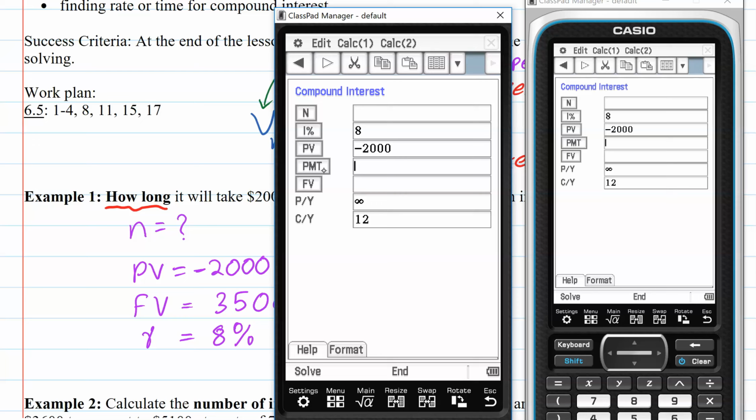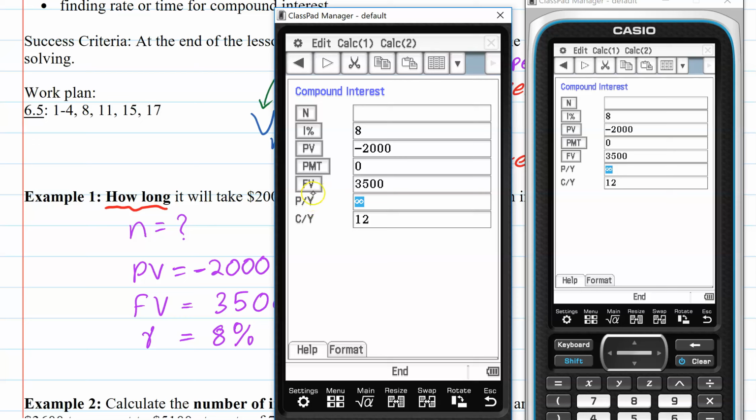PMT, this is a payment. Now in this question, I am going to deposit $2,000 and I'm going to get future value 3,500, which you can type there. But I never get any other payment from the bank in this case. Therefore, I have to set that to 0. So in your calculations for this subsection of this chapter, you have to use PMT 0, because we don't get any other payments other than 3,500. So the idea is I put 2,000, it will grow to 3,500, and I get it back. That's all.